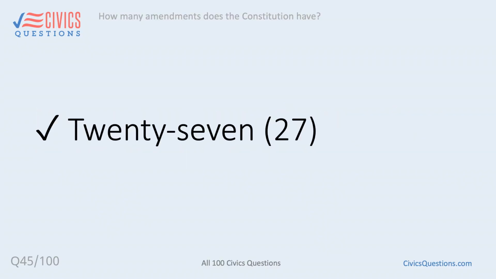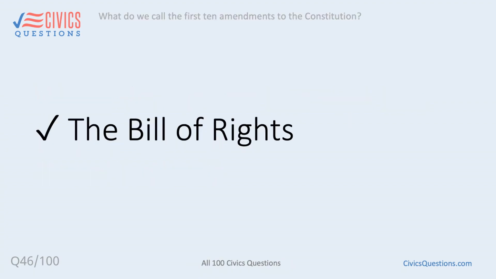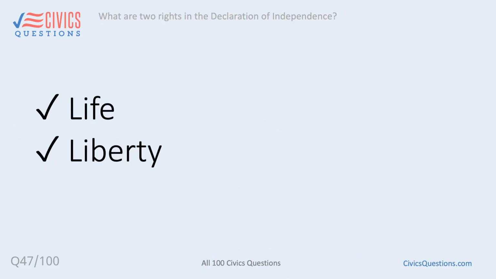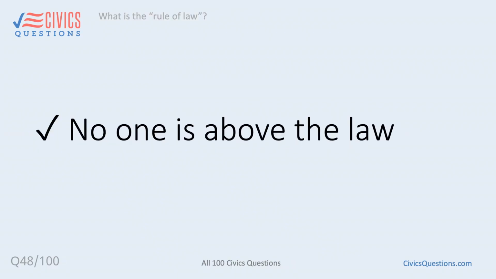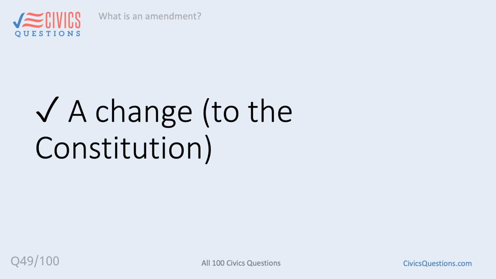27. What do we call the first 10 amendments to the Constitution? The Bill of Rights. What are two rights in the Declaration of Independence? Life, liberty. What is the rule of law? No one is above the law. What is an amendment? A change to the Constitution.